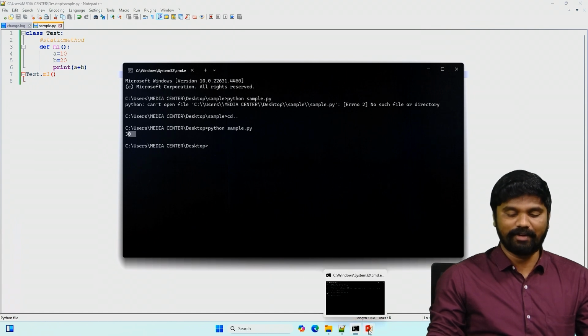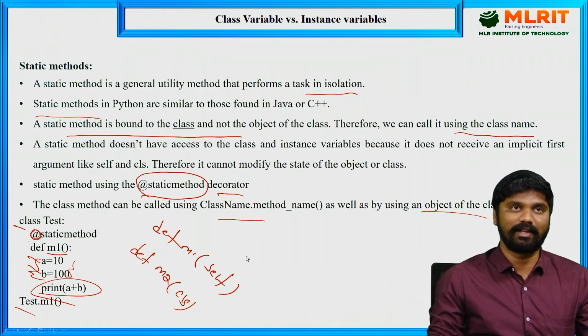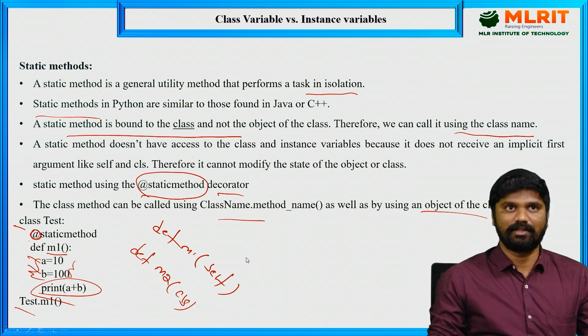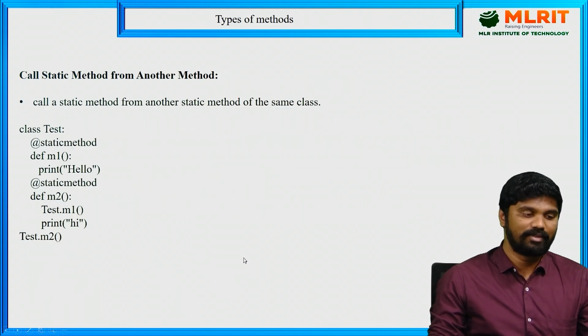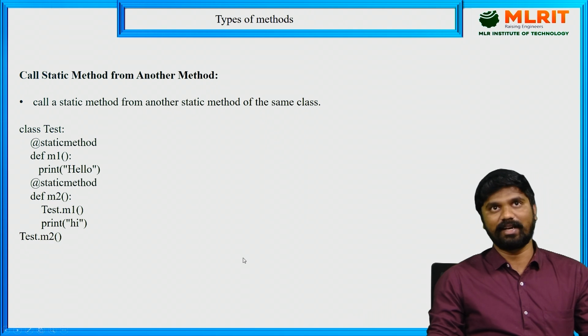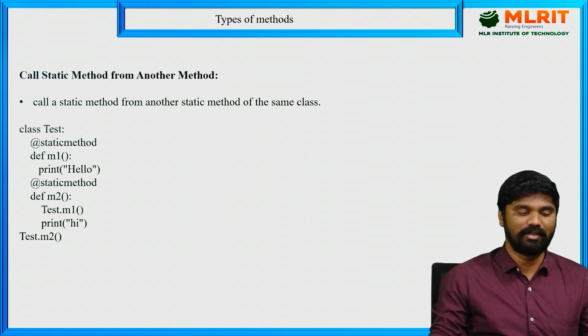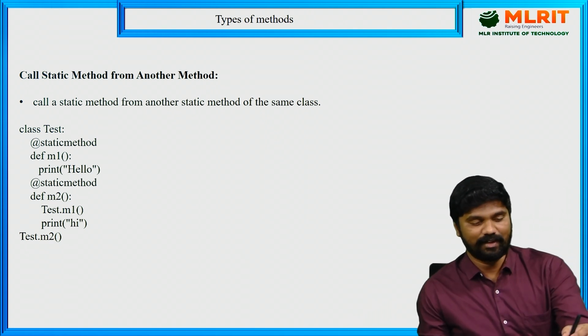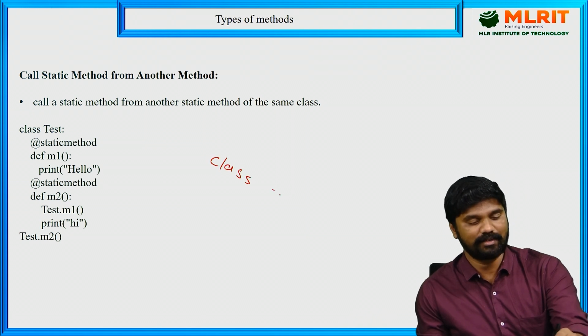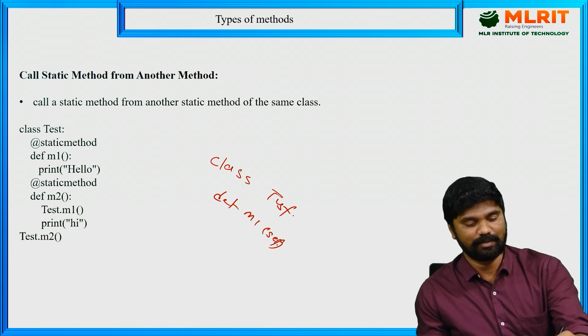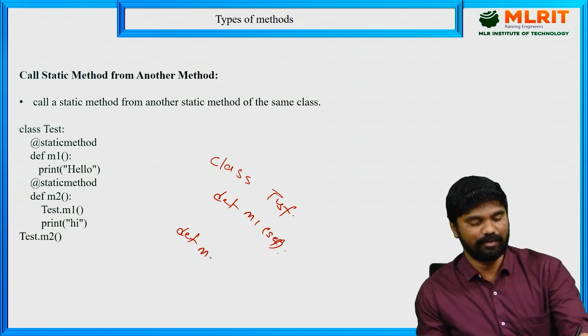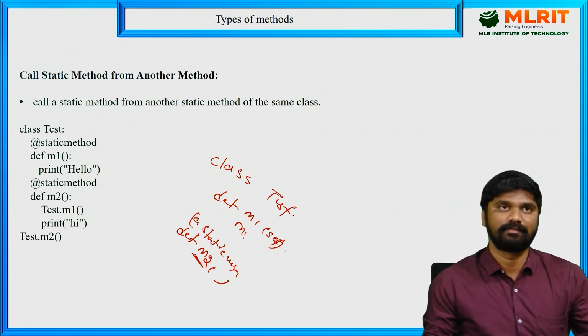Okay. Next, how can we call a static method from another method? Calling a static method from another static method of the class, yes, it is possible. Generally, for example, if you take a class test, now def m1, that is an instance method, and def m2, this is a static method. Now if you try to call that m2 method, which is the static method, from m1, then is it possible?